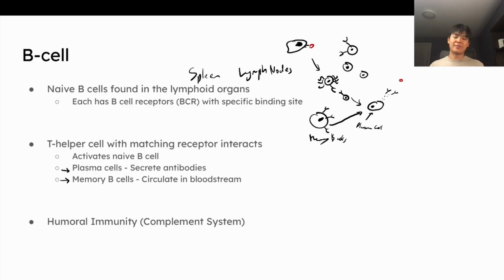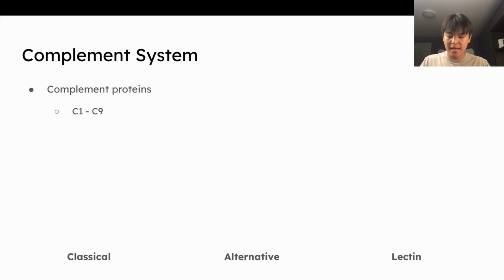Okay. Now these antibodies. What the hell do these antibodies actually do? We've talked a lot about them. They're very important somehow, but why? That's where we go to humoral immunity. And we want to talk about a specific part of it called the complement system. Now, the complement system is a system filled with complement proteins. So we have complement proteins like C1, C2, all the way to C9.